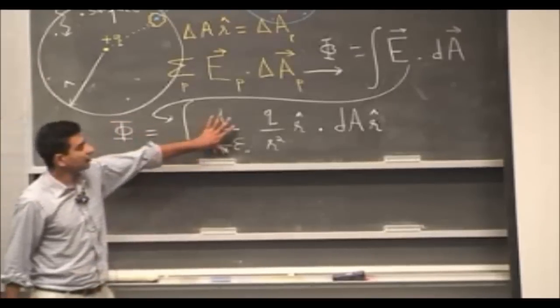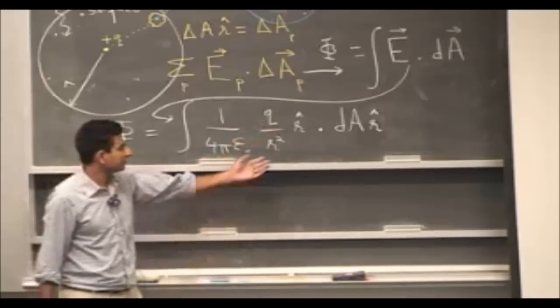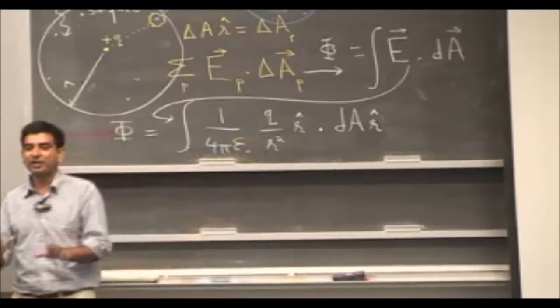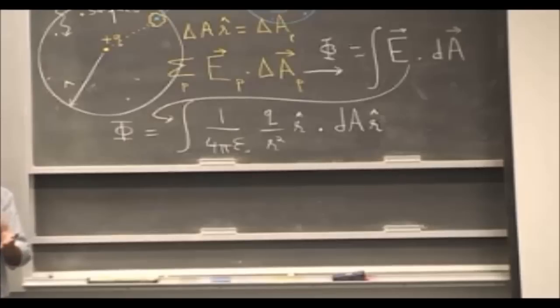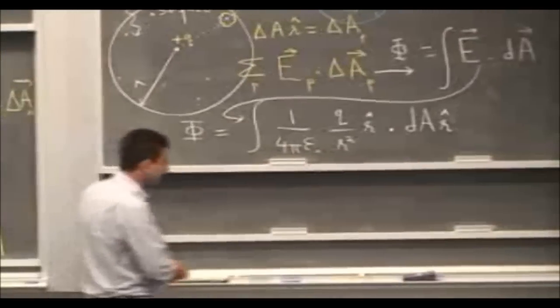Now, is this a constant? Yes. Q is constant, it's a charge. R is a constant. I'm talking about the flux through the surface that is at a distance R from the center of the sphere. Okay? So everything here is a constant.